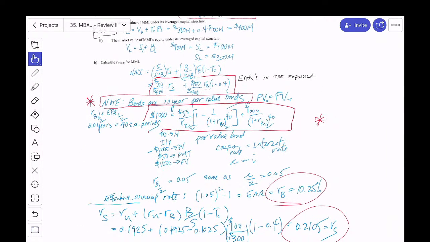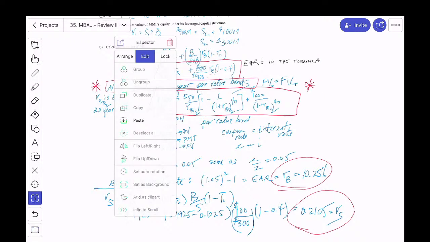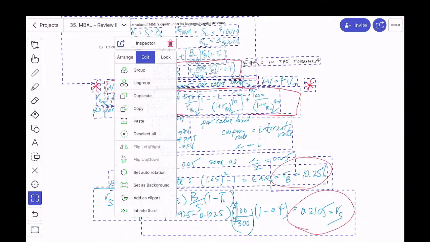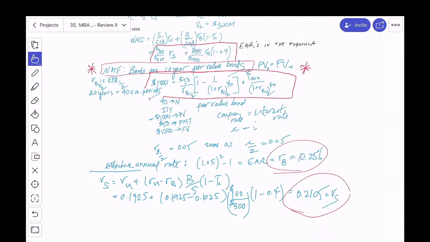Where we left off was I left you with these two rates, and then I left you to calculate the WACC. And some of you did. So let's write that together.